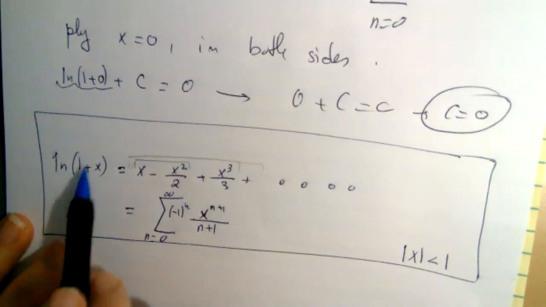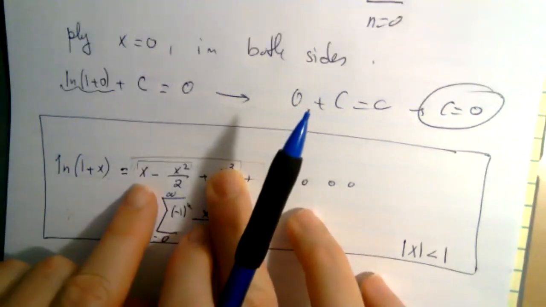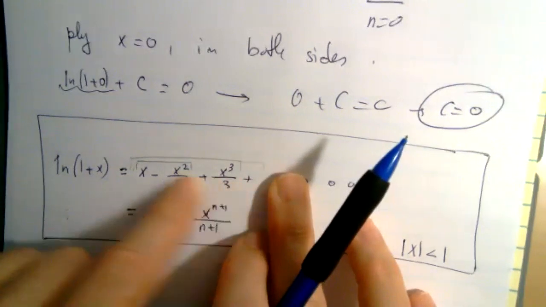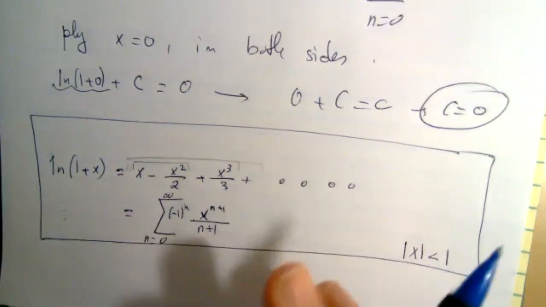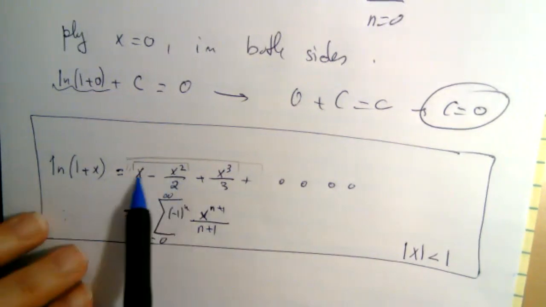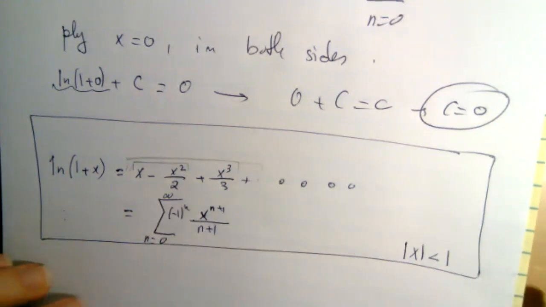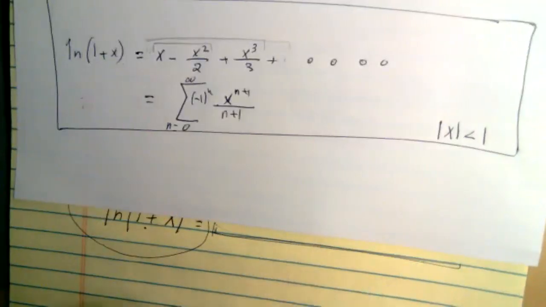So I can think of ln of 1 plus x as x. If I want better approximation, I can think of it as x minus x squared over 2. Better approximation, I can think of it as x minus x squared over 2 plus x cubed over 3. So mentally, what I will be doing is I'm going to substitute ln of 1 plus x basically by those infinite polynomials and work with it. All right. So that's the power series representation of ln of 1 plus x.